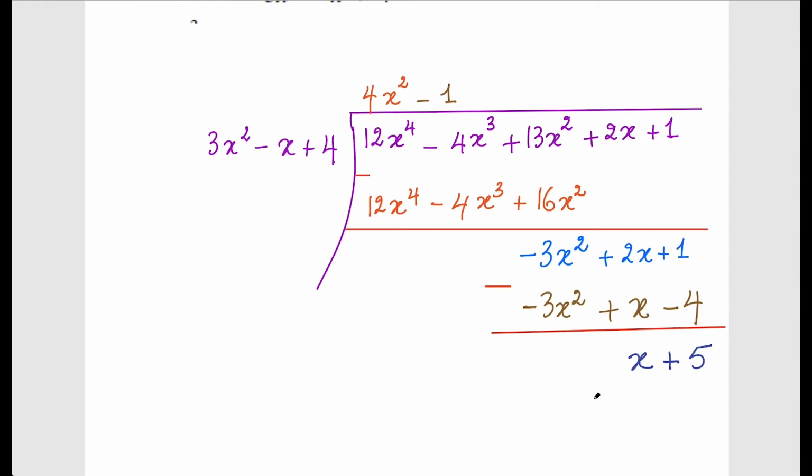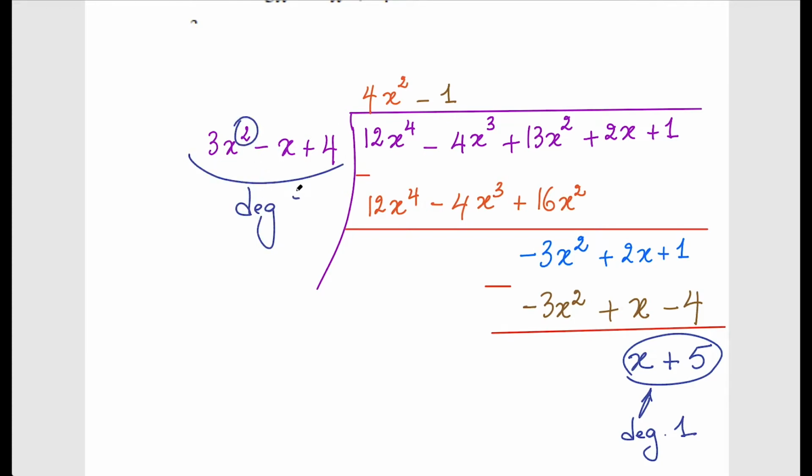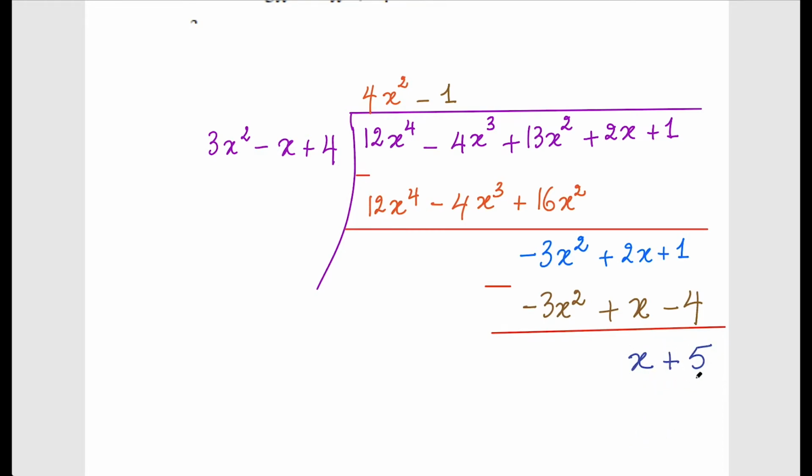And do we stop here? What's the degree of this guy? Degree 1, right? Degree 1. What's the degree of this guy? Degree 2. So is 1 smaller than 2? Yes. So because of that, that's going to be the remainder, right? So we stop whenever we drop below the degree of the divisor.